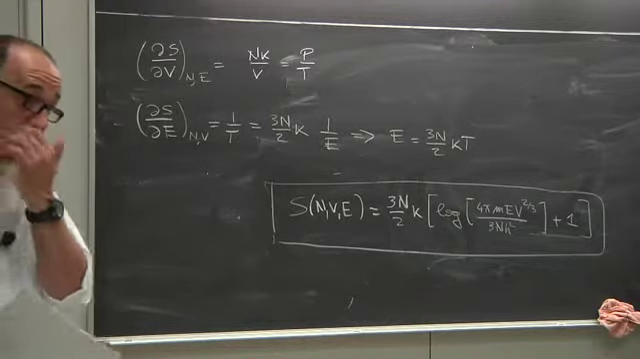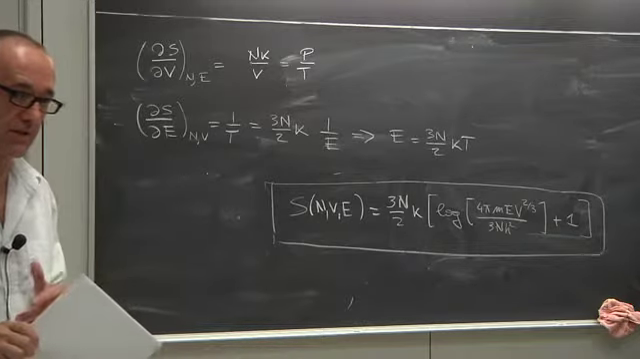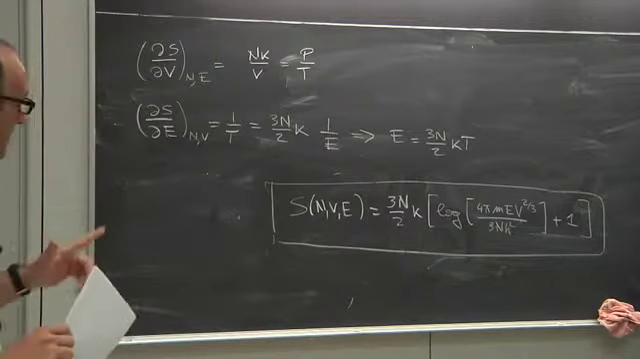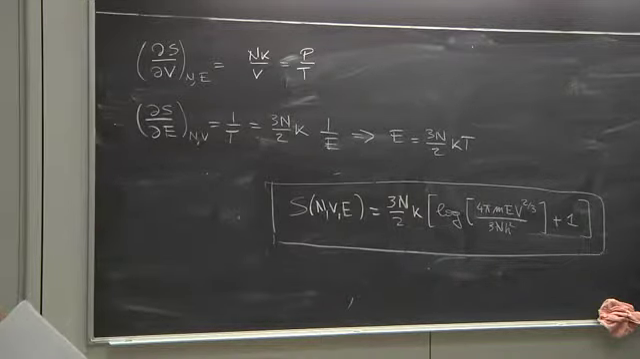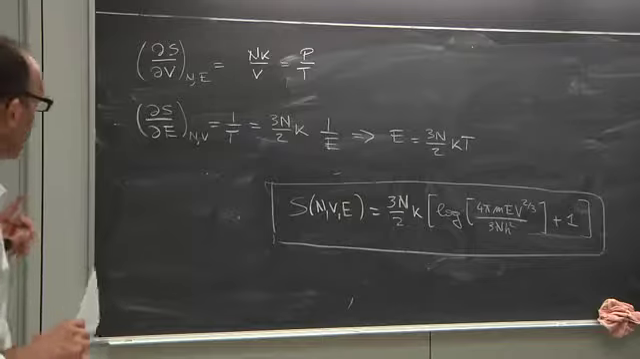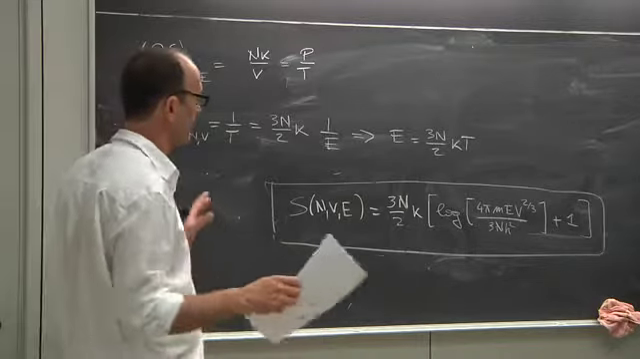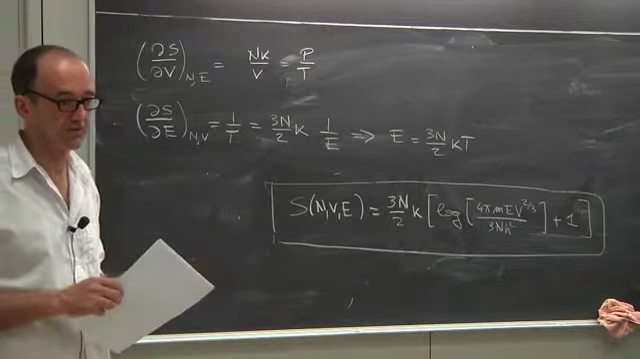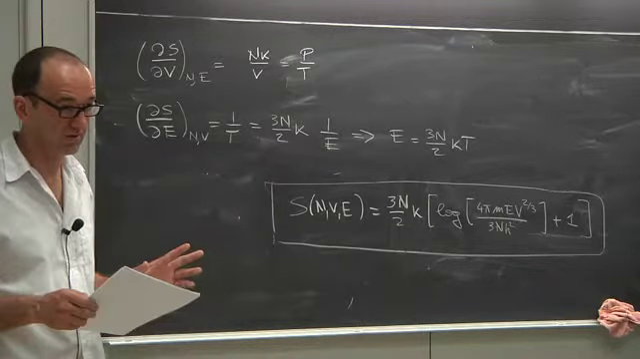So the energy of an ideal gas is independent of volume. It only depends on the temperature. So if you do a transformation at constant temperature, the internal energy of the gas will not change.